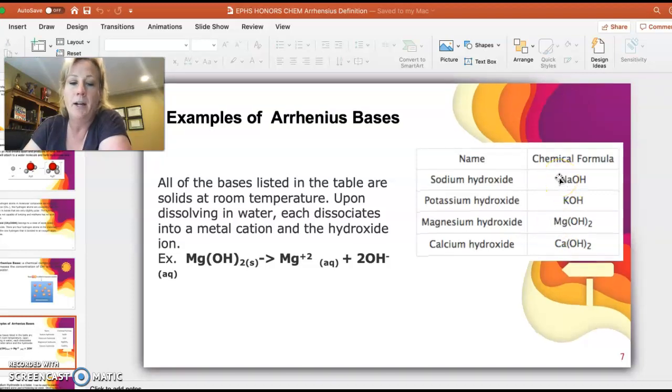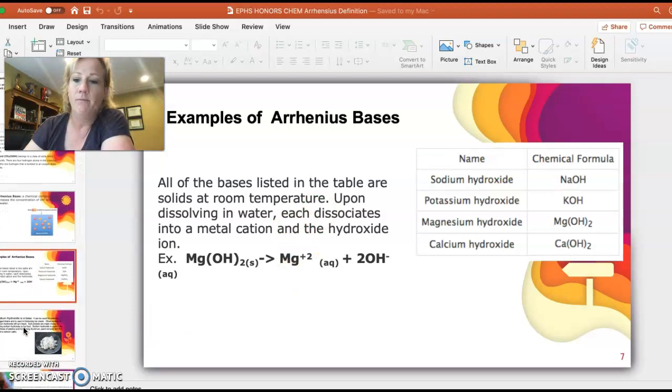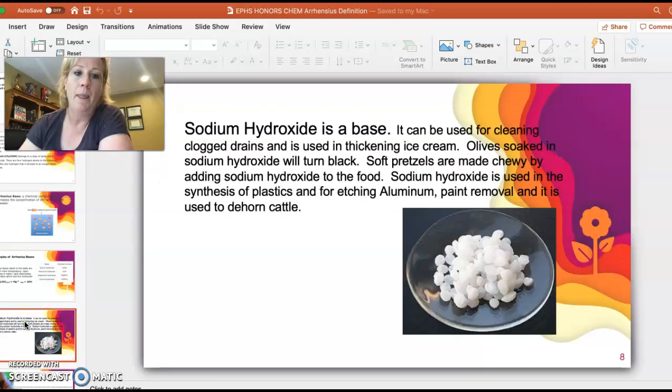Also, sodium hydroxide, we can use that in drain cleaners, because bases are very corrosive. We know that soap helps dissolve oils and things from our skin. An extreme case of that would be Drano, which is dissolving all of those hairs and oils and food and things that are in our drains. So, sodium hydroxide, here's the slide that talks about that.